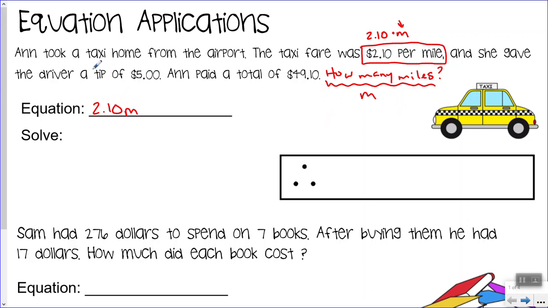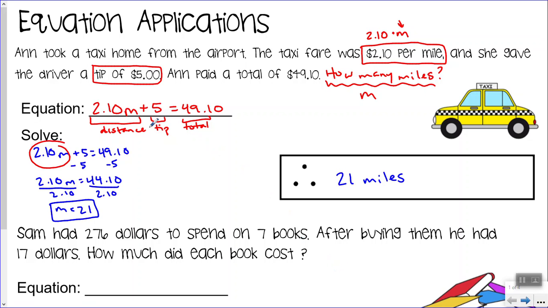She also gave the driver a tip of $5. Now the tip is just a one-time thing. We pay that at the end of the ride, and I'm going to add that on to the cost for my distance. So this is paying for the distance, that should be a D, and this is our tip for the service. And that's going to be equal to our total, which was $49.10. So now we have this equation that we want to solve. Go ahead and pause the video and see what you get for your solution.